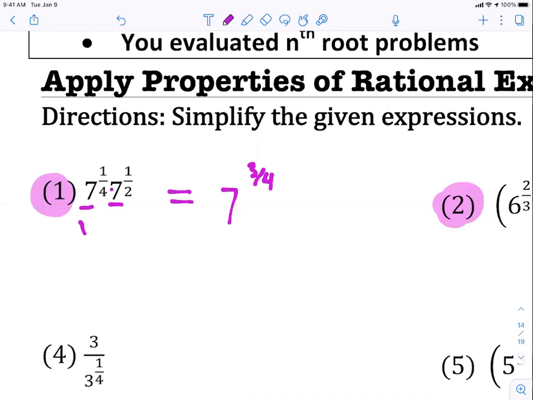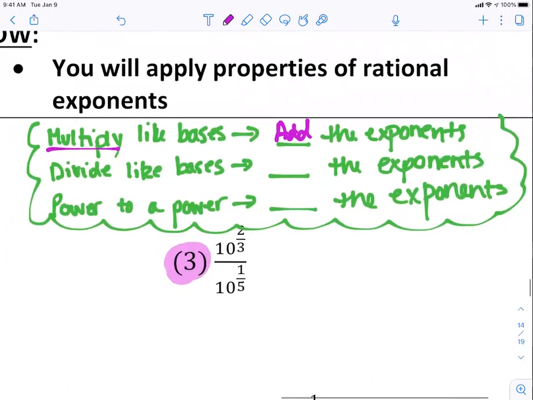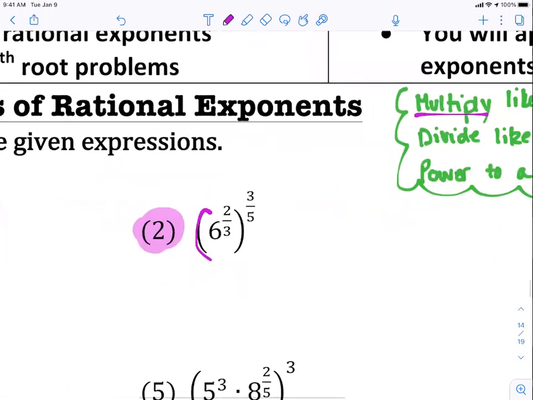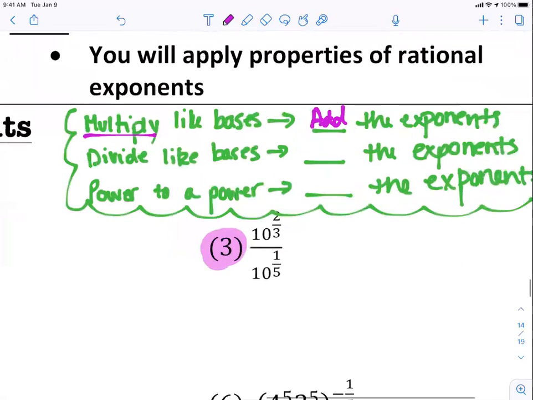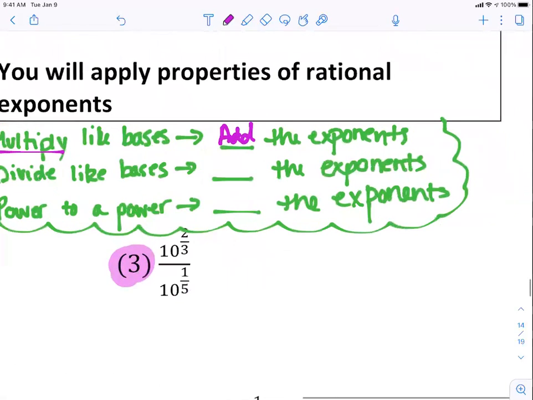Now, if these bases were different, if one was a 7 and one was a 3, for example, that's not something we could have added together. They have to be like bases. Looking at example 2, whenever we're taking something with an exponent and raising it to another exponent, this is what we call a power to a power. In this case, we don't add them anymore. We multiply the exponents together.